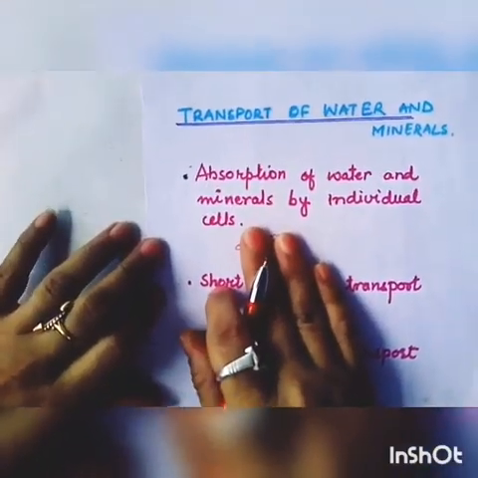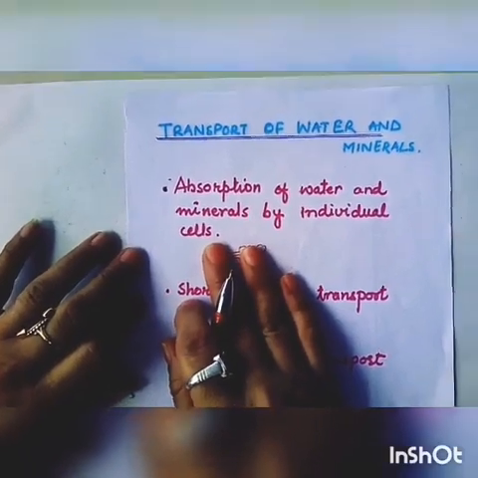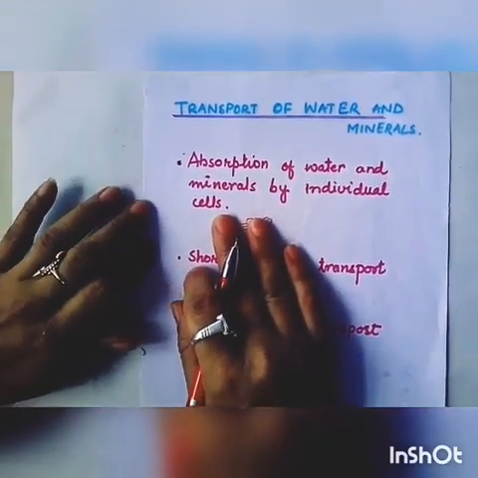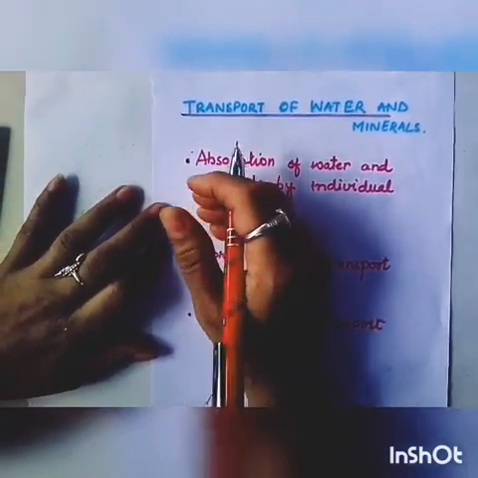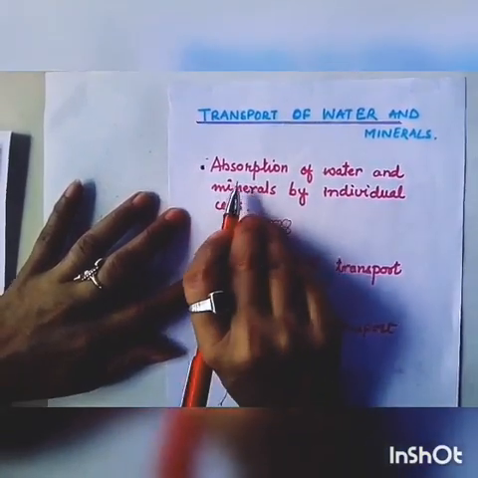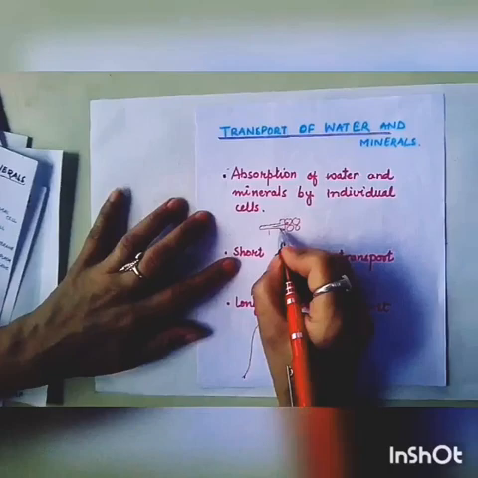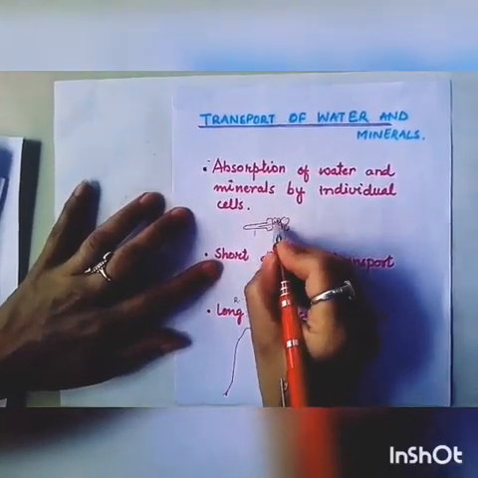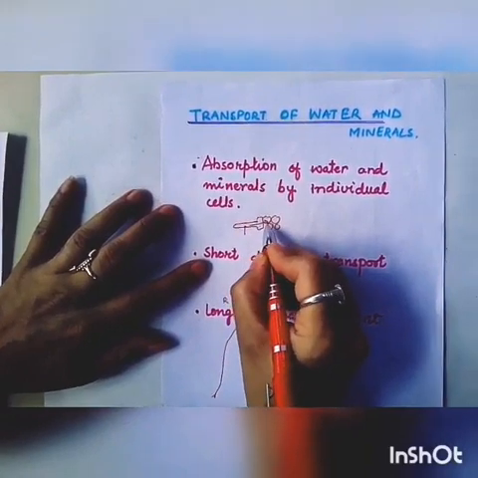Now children, in our last video we discussed the xylem and phloem and different methods by which water is absorbed into the plant. After this absorption, the water has to move through the plant in 3 levels. The very first level is the absorption of water and minerals by individual cells. This is the root hair cell, and these are the cortical cells. Water is absorbed by the root hair and moves to the cortical cell.